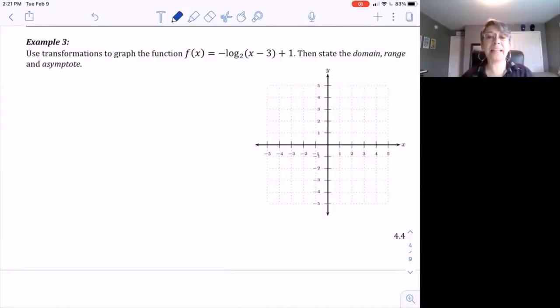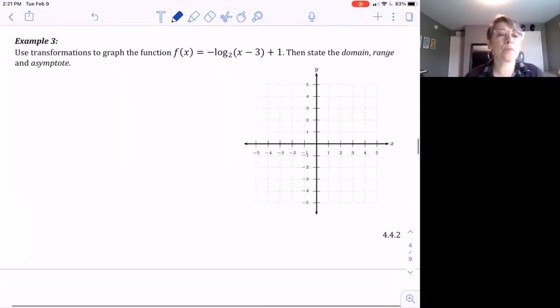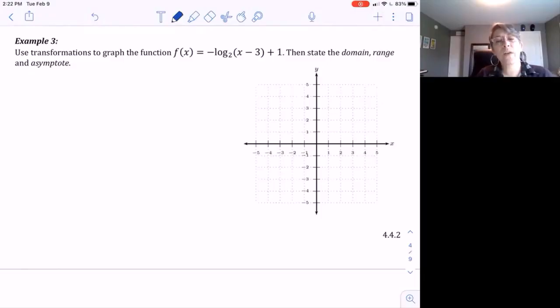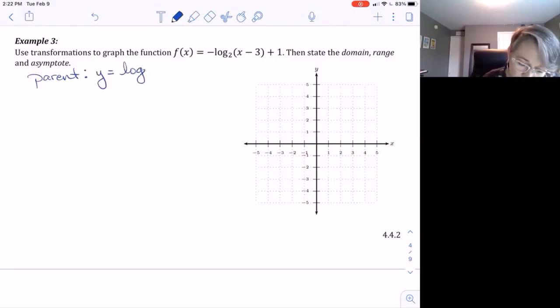So let's look at example 3. We want to use transformations to graph this function, negative log base 2 of the quantity x minus 3, plus 1. You want to state the domain, the range, and the asymptote. Our parent function here would be y equals log base 2 of x.